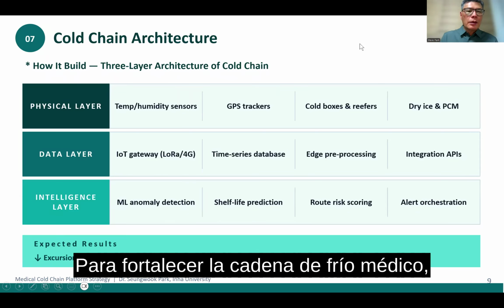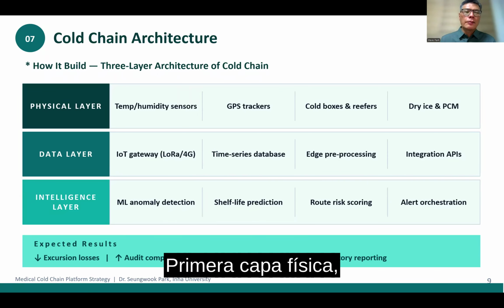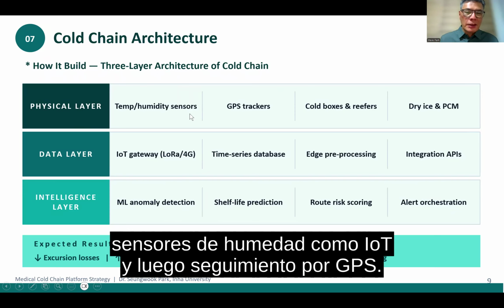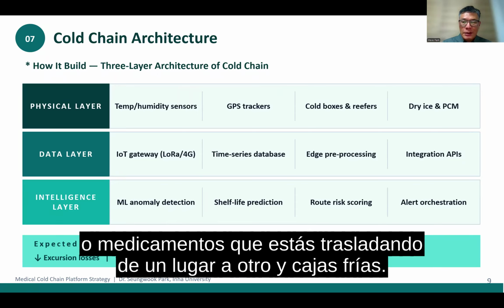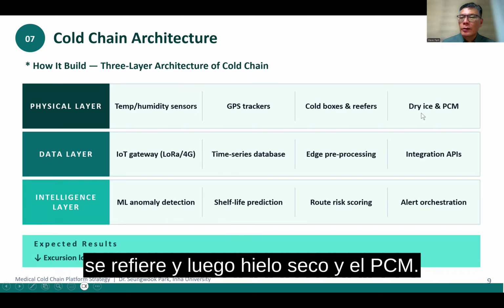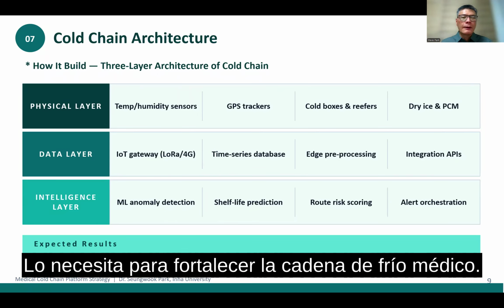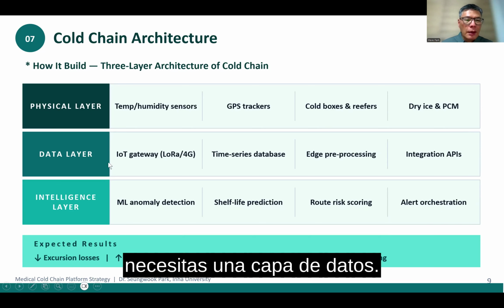In order to build up the medical cold chain, you must use a three-layer architecture. First, the physical layer: temperature and humidity sensors, such as IoT, and GPS tracking. So you have to have real-time tracking of the boxes or medicine moving from one place to another, and cold boxes, refrigerators, dry ice, and PCM. Those things are the physical layer you need to build up the medical cold chain. And then also, in order to have good traceability and visibility in the medical cold chain, you need a data layer.